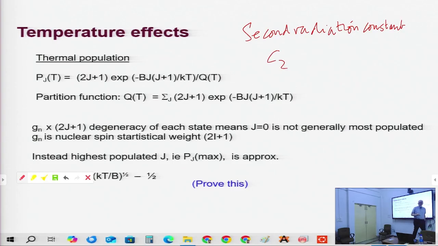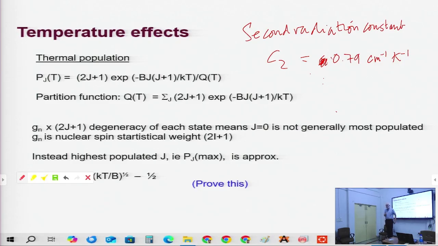C2, and don't use my off the top of my head number. Get the units the right way up: centimeters minus 1, Kelvin minus 1. If you do that, then you can use temperature in Kelvin and rotational constant in wave numbers.